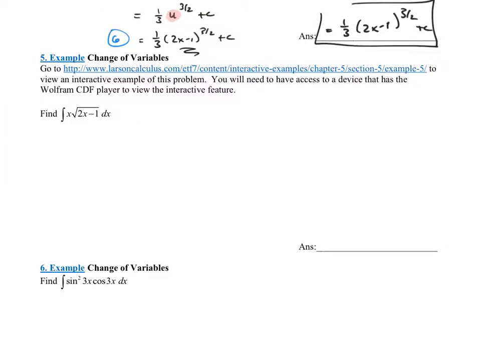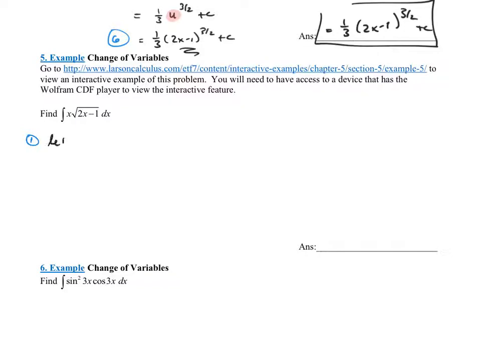Example 5, it says change of variables. Again, you can go on and download the Wolfram CDF player and download this packet and look at this. You could also look at the graph on Desmos if you care about it, but that's not really necessary. Let's just go ahead and work through this together. Again, this is x times the square root of 2x minus 1. So this one's a little more difficult. I want you to work with me here. So here, let's look at the first step.